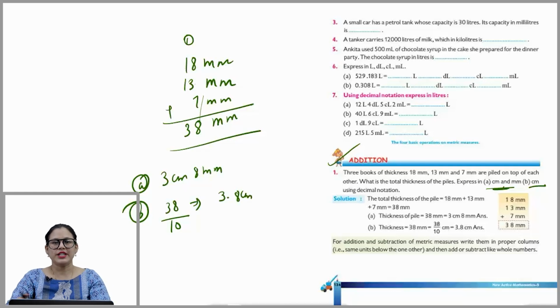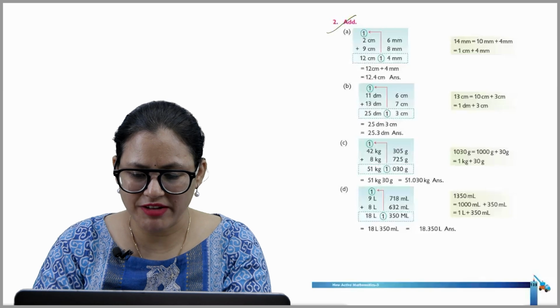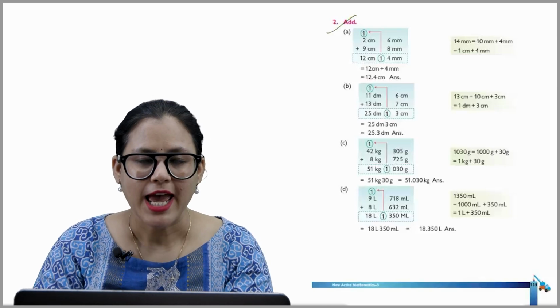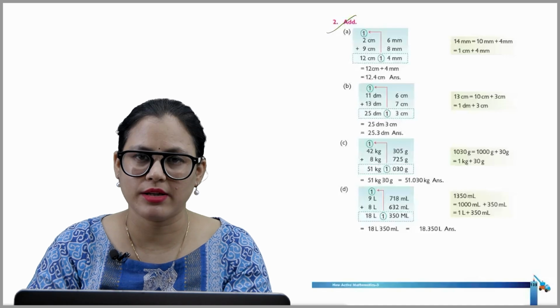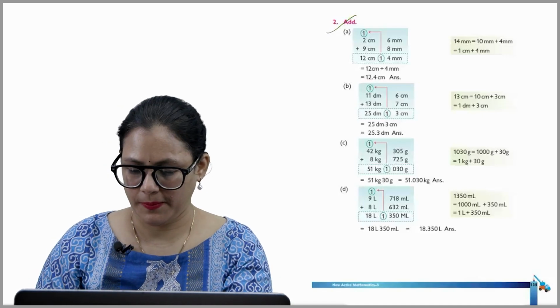Okay. For addition and subtraction of metric measures, write them in proper columns, that is same units below one another, and then add or subtract like whole numbers. See the example. We have made columns. Okay. First we will make columns, whatever units are given, and then we'll add and subtract like we do in case of whole numbers, right?